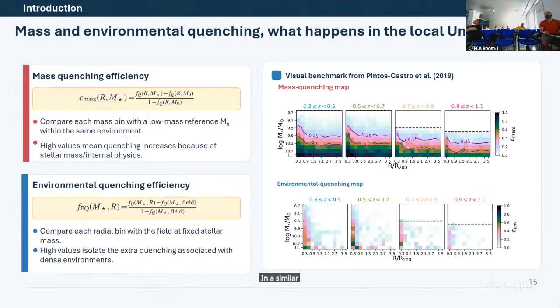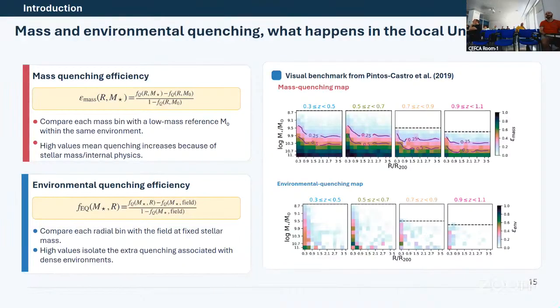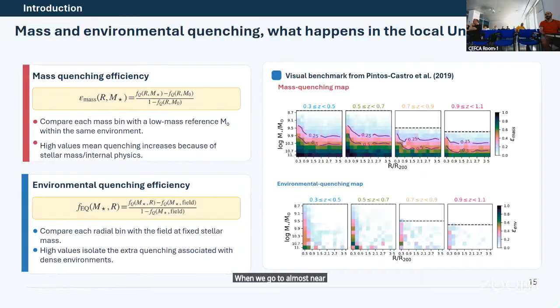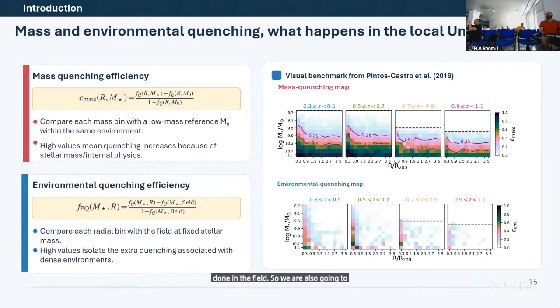In a similar case, we're going to study environmental quenching. So basically, this is the complementary one. At a fixed stellar mass, you can see how the environment affects the quenching of the galaxies. We can see here, basically, that at intermediate stellar masses, when we go to near zero radius of the galaxy clusters, galaxies are more affected than in the field. So we are also going to fill this gap at this redshift in this study at low mass.